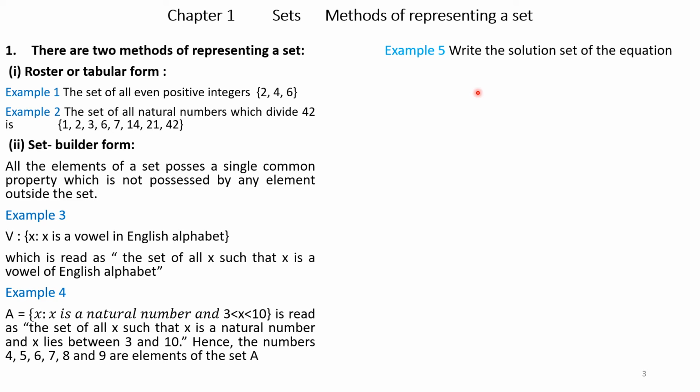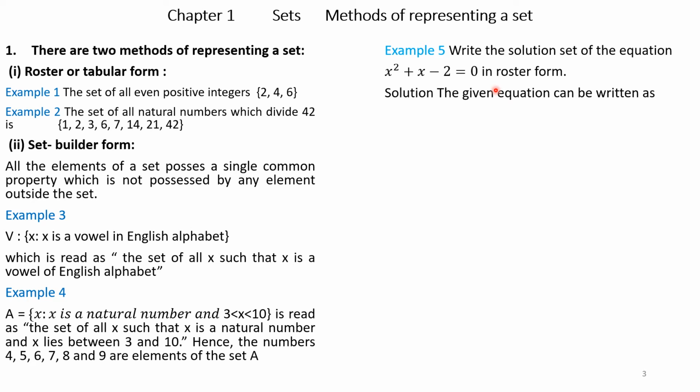Examples. Write the solution set of the equation x square plus x minus 2 equals 0 in the roster form. So, the equation is given: x square plus x minus 2 equals 0. We have to write this set in the roster or tabular form.